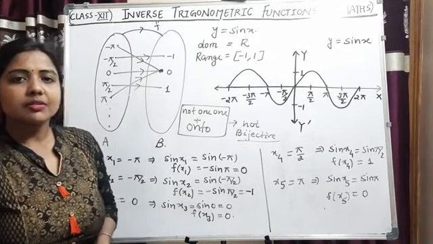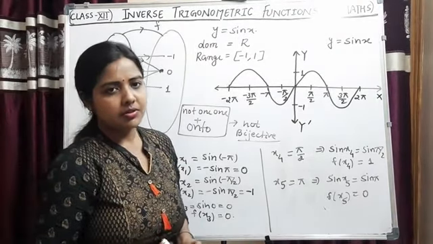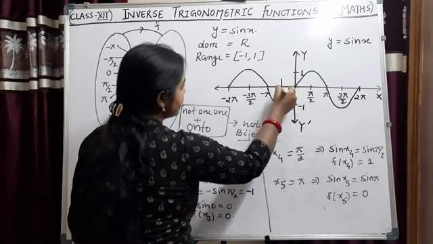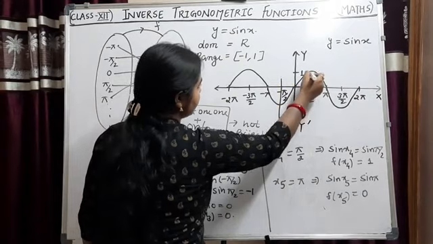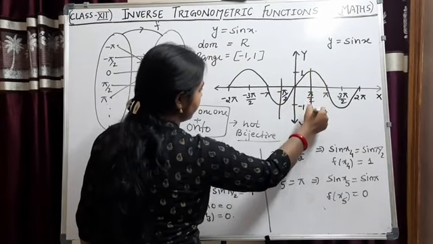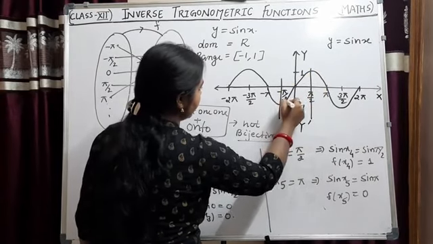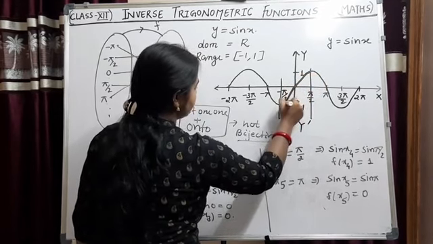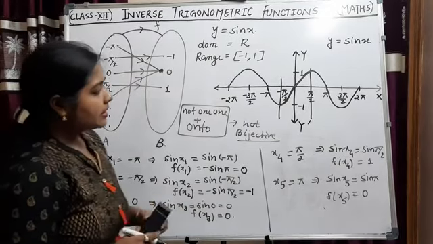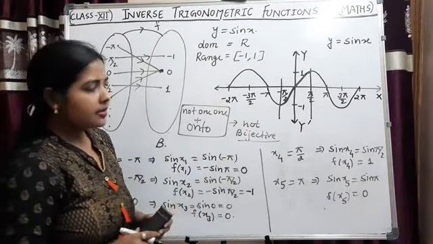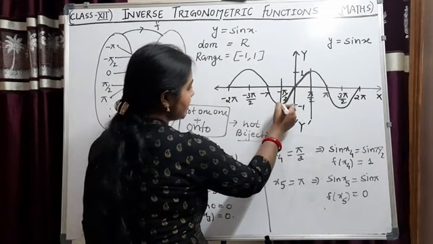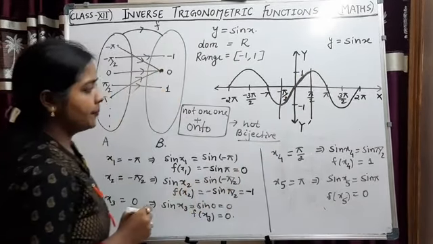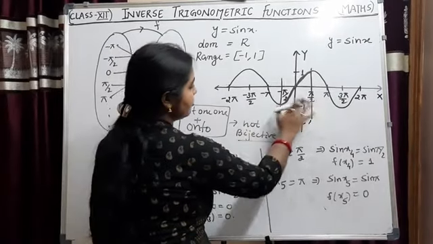But if we restrict the domains of trigonometric functions, means if we are taking the interval from minus pi by 2 to pi by 2 only, I am restricting the domain part, minus pi by 2 to pi by 2. So by the graph only it is clear that not even one value is repeating in between minus pi by 2 to pi by 2.